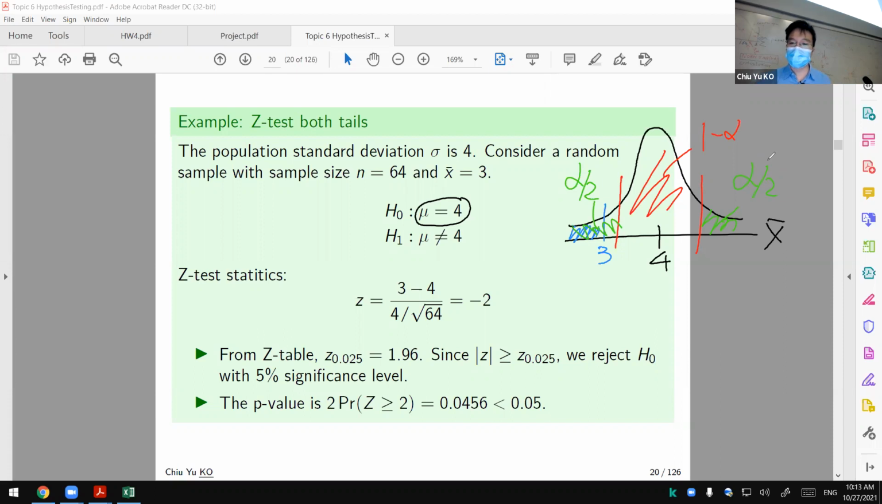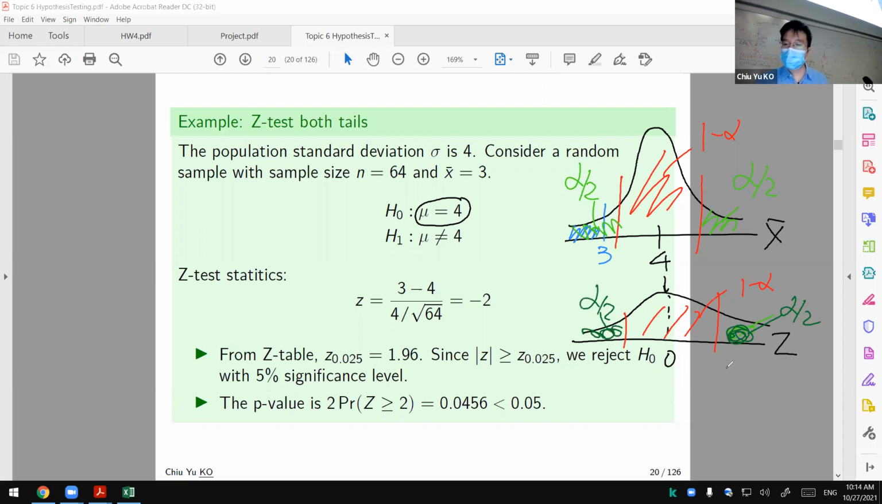And as I said, we don't work on this one. Traditionally, we work on the other one, which is the Z, where 4 becomes 0. The red part is still 1 minus alpha. And this green area is alpha over 2, and this green area is also alpha over 2. Without doing the calculation, you know this is z alpha over 2, and this is negative z alpha over 2.